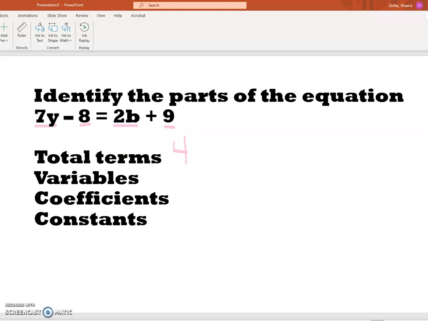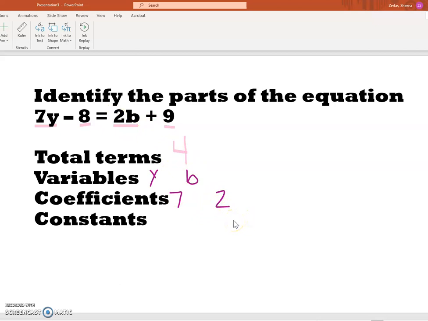If I'm listing out the variables, I just want to know the letters, so I don't want to include any of the numbers. In this we have a y and we have a b. Connected to our variables are the coefficients. So what number comes with the variable? With y, it's connected to a 7, so that would be 7 times y. And with b, we have a 2, so that's 2 times b.